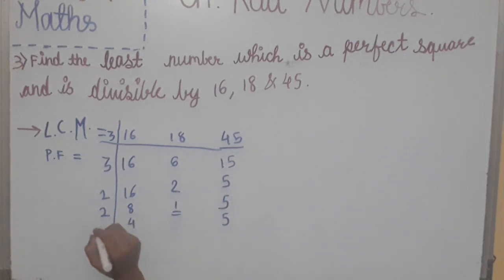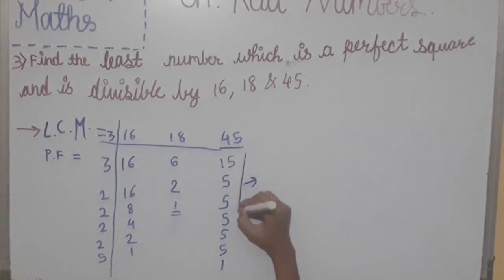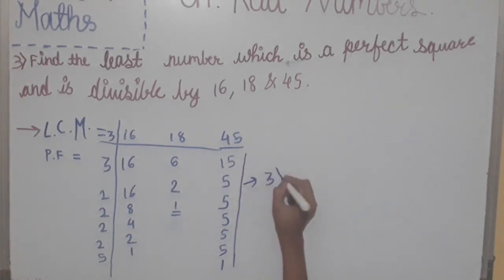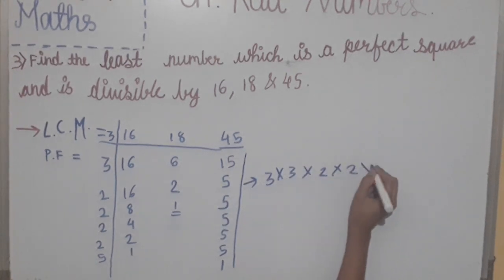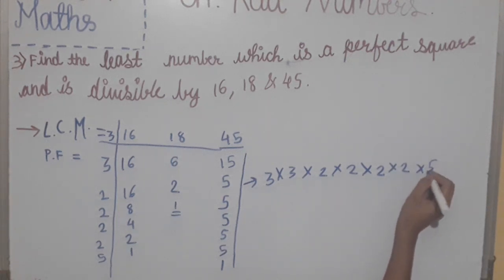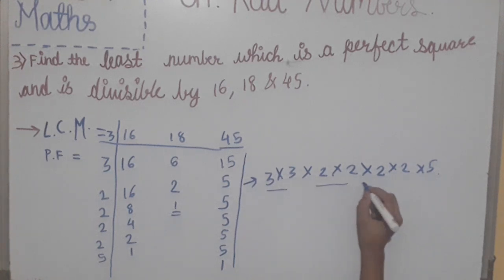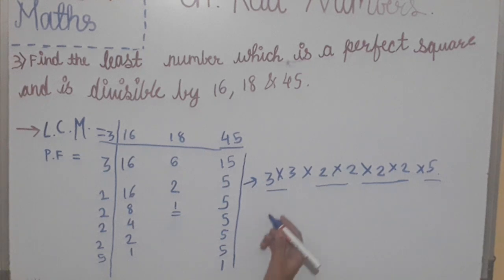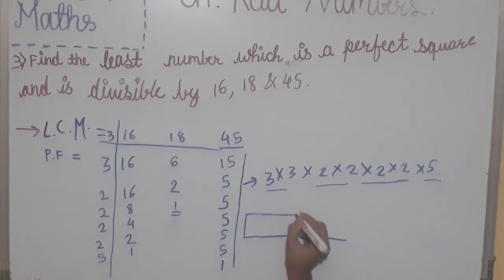Now 5 stays as it is because it is not in the 2's table. 2 2s are 4, 5 as it is. 2 1s are 2. Now 5 1s are 5. Now we will write the factors: 3 into 2 into 2 into 2 into 2 into 2 into 5. The 3s, the 2s have pairs, but 5 doesn't have any pair.